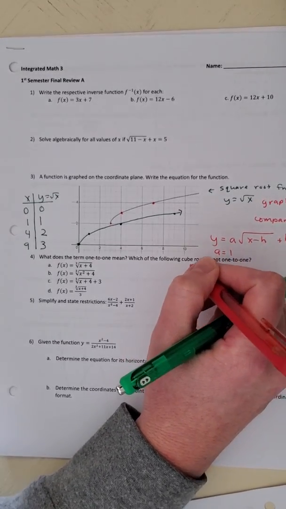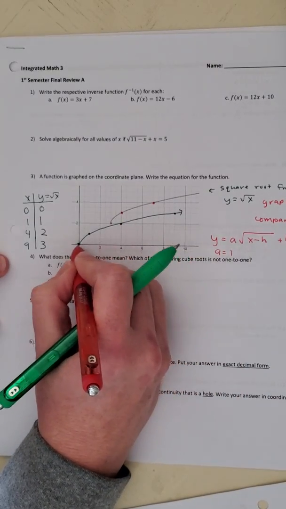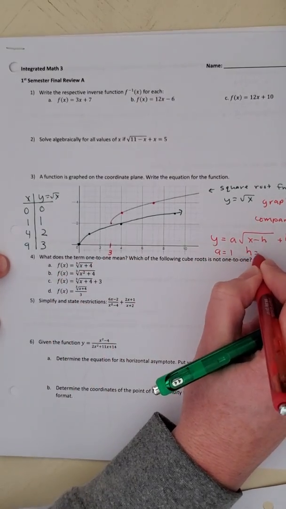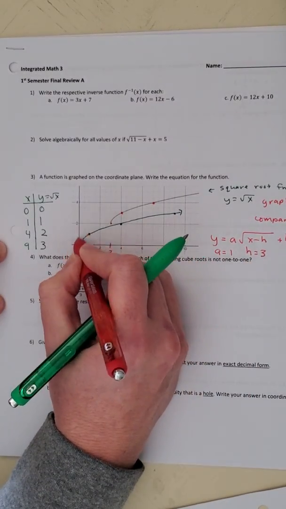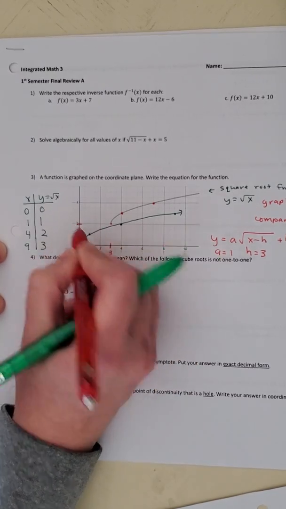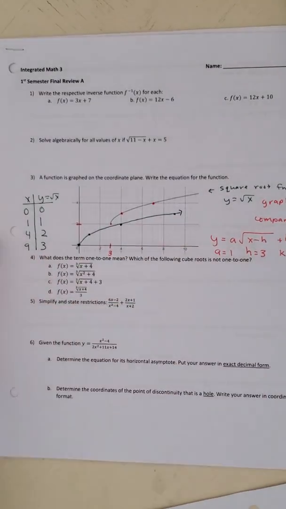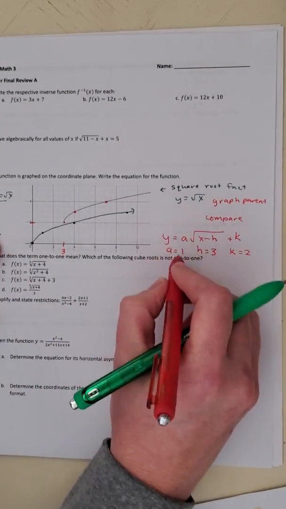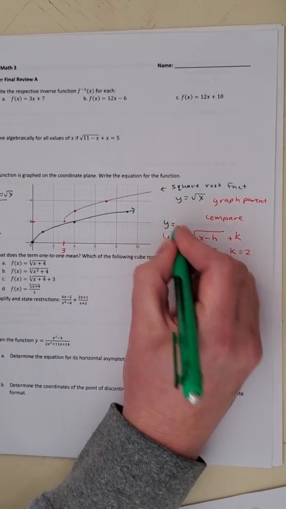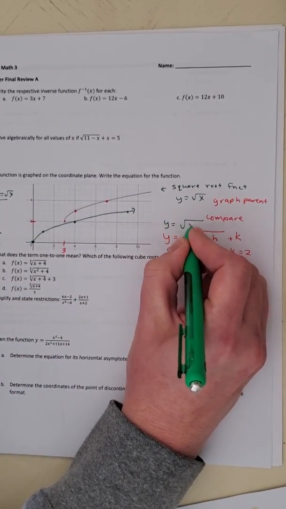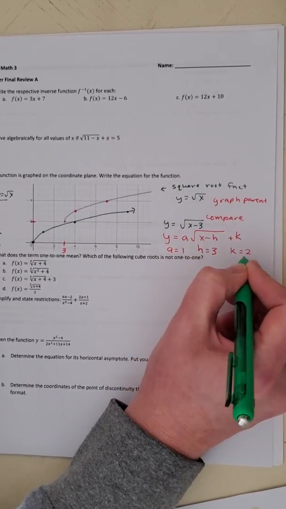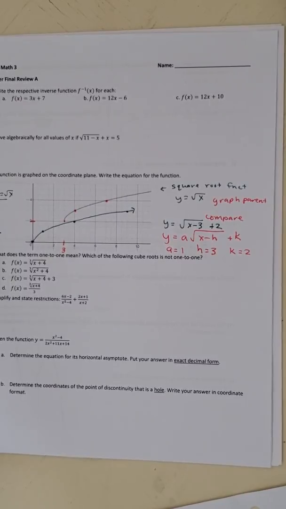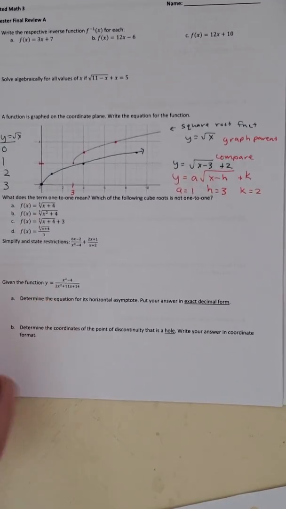All right, h and k. I do notice that I've shifted to the right. I've shifted to the right 3 units, so h is 3. And I've shifted up 2 units, so k is 2. And we're going to substitute that into our equation, right? So my function will be y equals, a is 1, so no need to write it, square root of x minus h, which is 3, and then plus k, which is 2. That is my function.